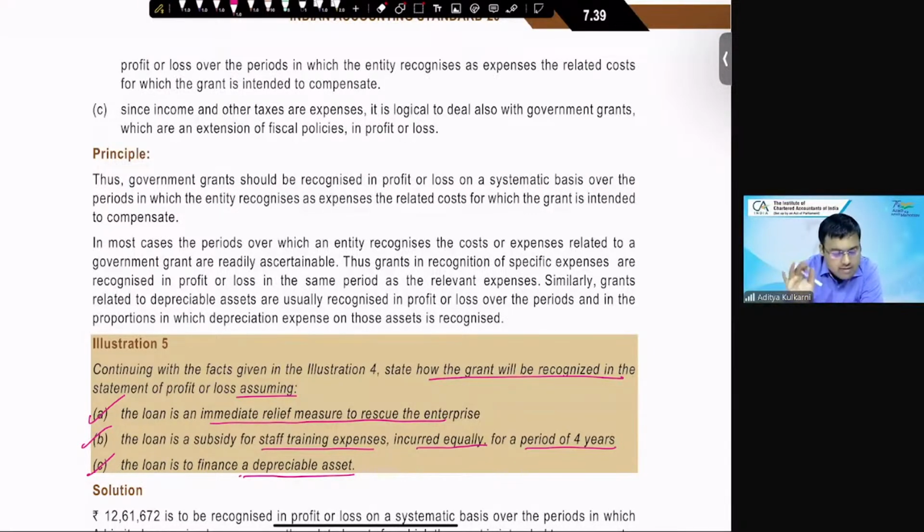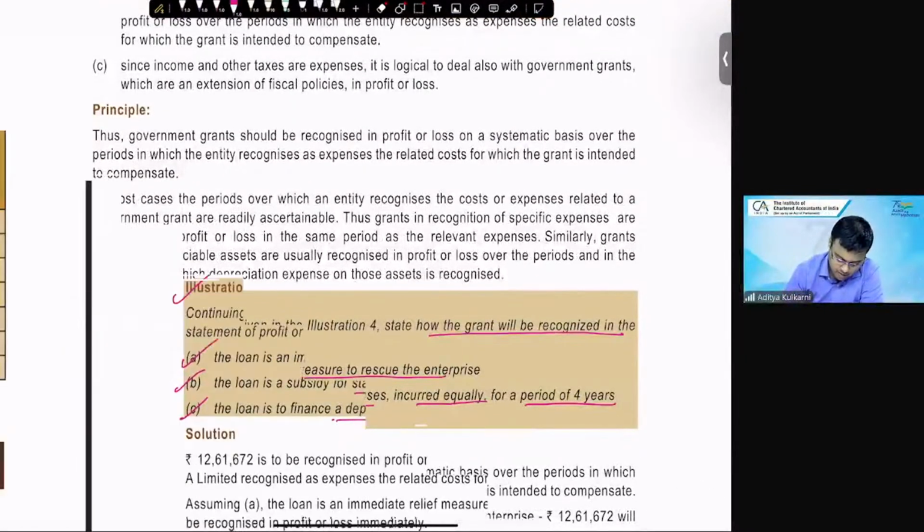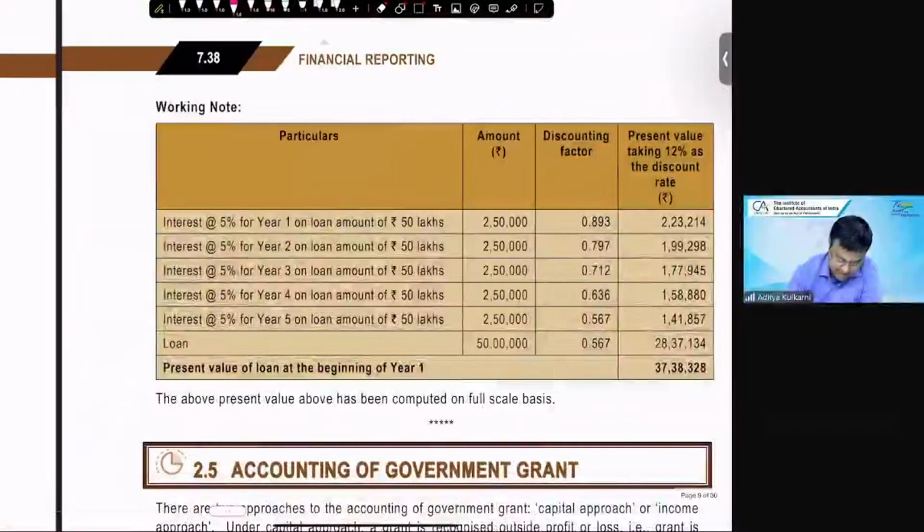I will discuss depreciable assets just now after this illustration. If the third part is a problem, I am not worried. First two parts are cleared, I am happy. So illustration 5 is done. Third part, I will discuss right now.